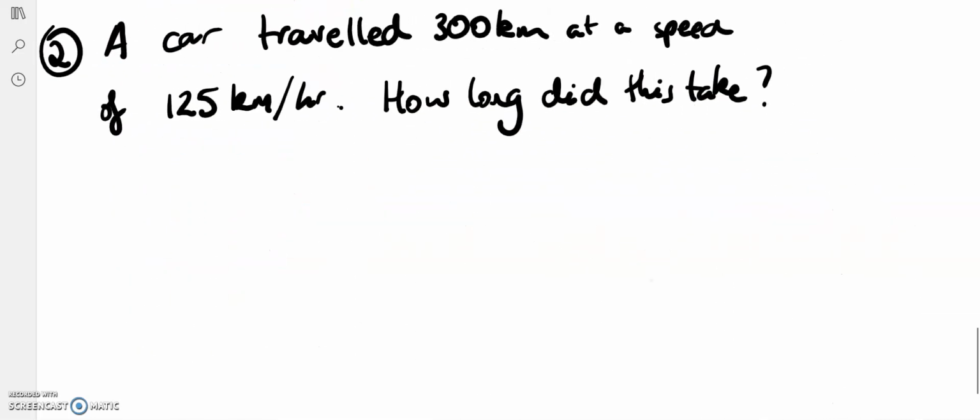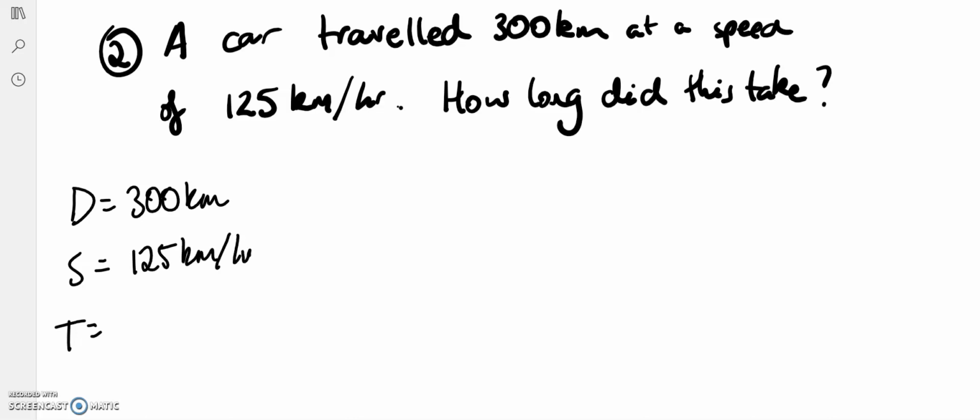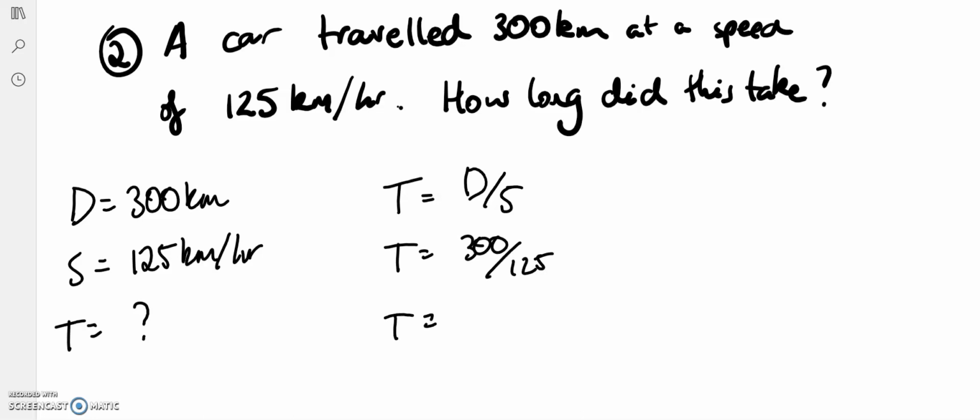Okay, number 2. A car travelled 300 kilometers at a speed of 125 kilometers per hour. How long did this take? So D equals, S equals, T equals. So I've got 300 kilometers, speed 125 kilometers an hour, time question mark. So we'll work out the time, we'll do distance divided by speed, 300 divided by 125, and that's going to be 2.4 hours.